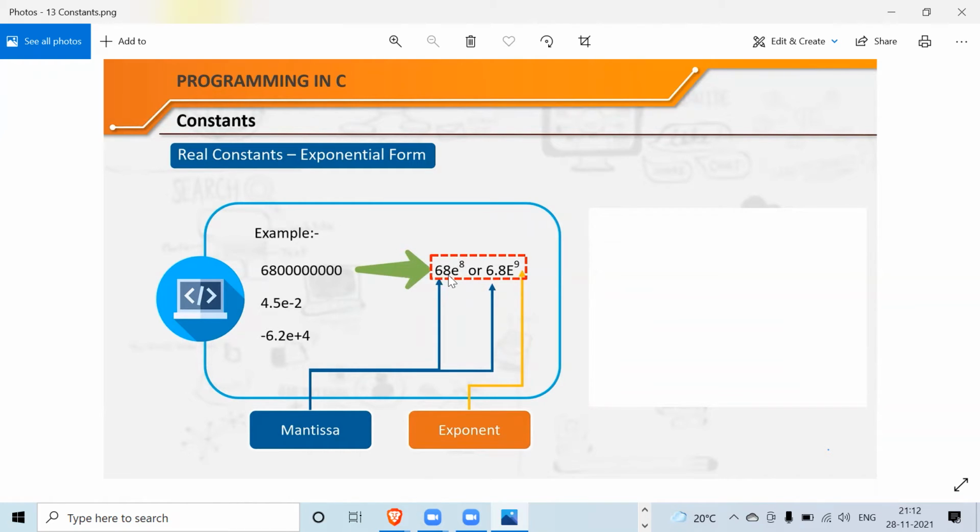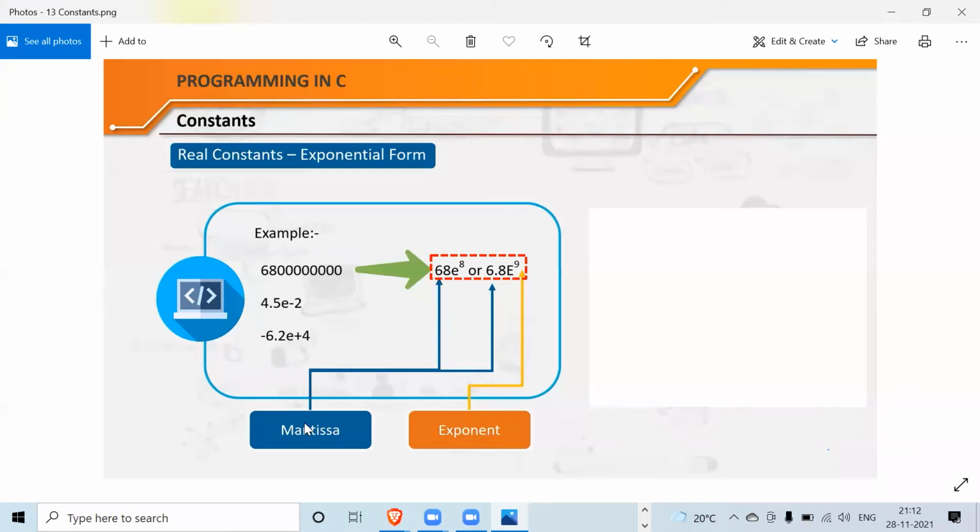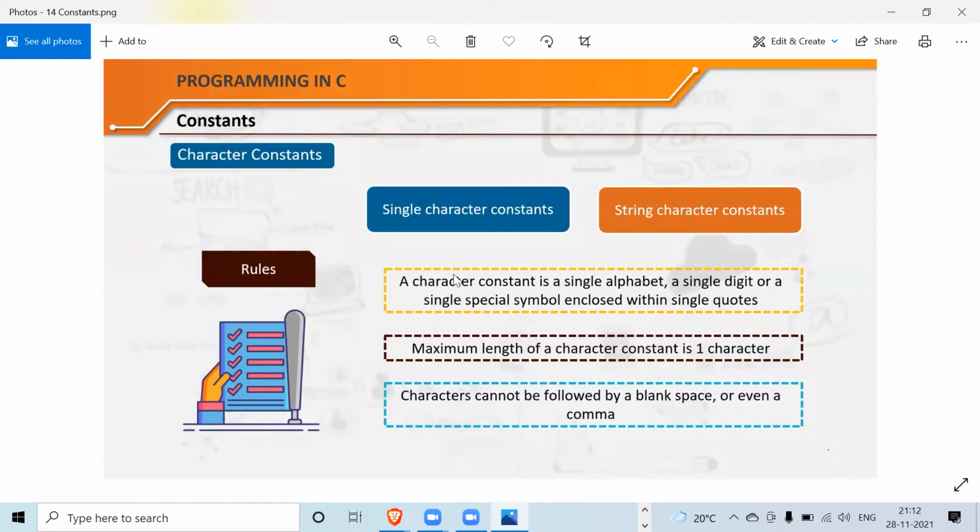We can shorten it even more, 6.8. Now here we used small e, here we used big E. We can use either, small e or big E, no problem. So 6.8 into 10 to the power 9. So this is the way to represent that in exponential form. I was saying this: which part is the mantissa? This part is the mantissa, this 68, or in this case, the 6.8. And the exponent is this one, this 8 or this 9. They are the exponent part. And what separates them is the E, small or capital, either way.